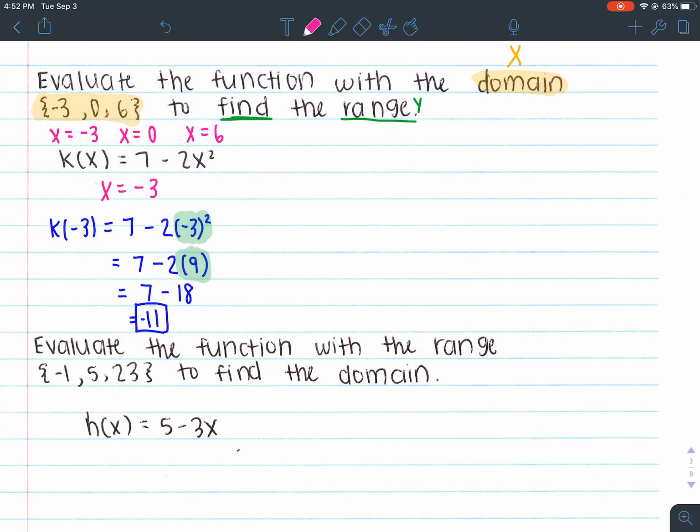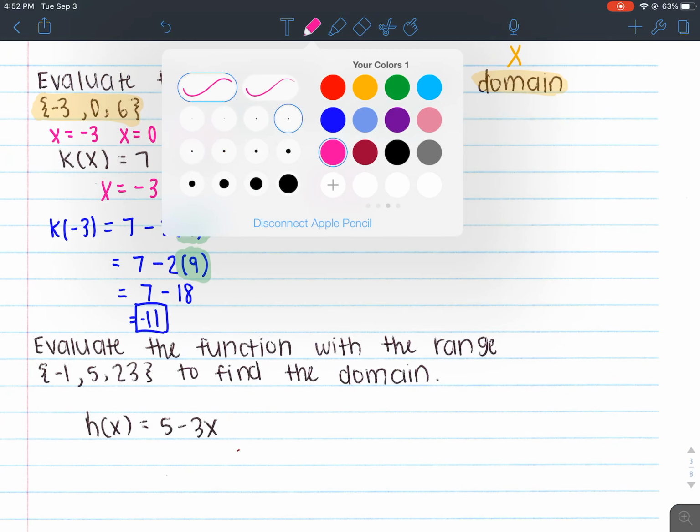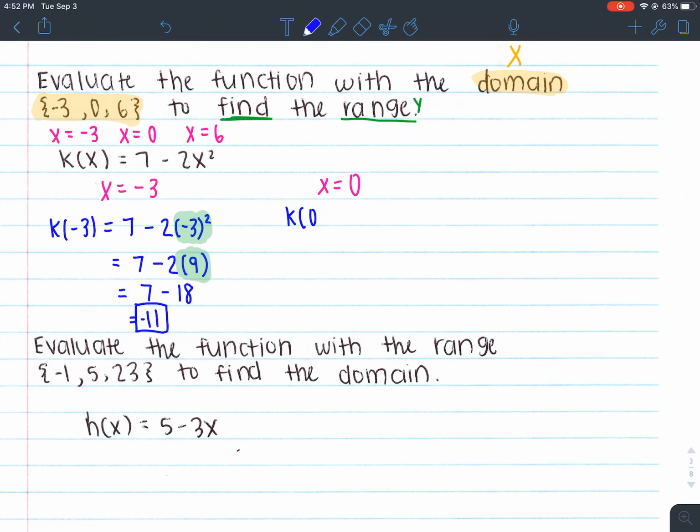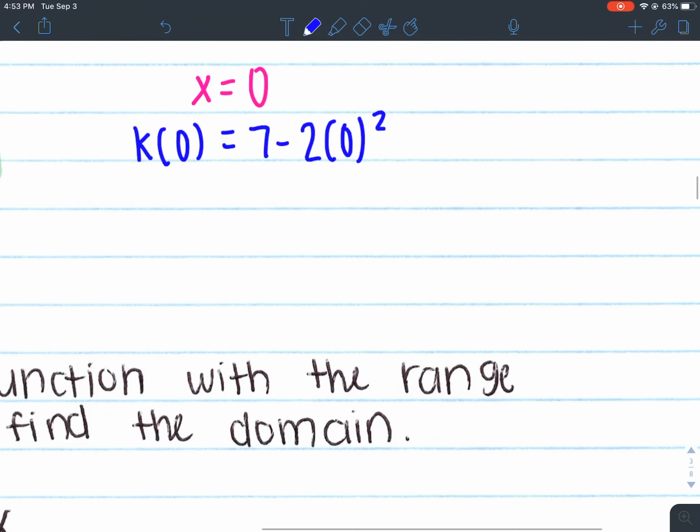Okay, the next x value that I'm going to plug in is 0, because I have been given 3 x values, so I need to plug in all 3 of them. So I did -3, now I've got to do 0. So when I plug in 0 for my x value, I'm going to do k of 0 equals 7 minus 2 times 0 squared. Anywhere I see an x, I plug in a 0. Again, it just means you're plugging in 0. Literally irrelevant. Doesn't mean anything.